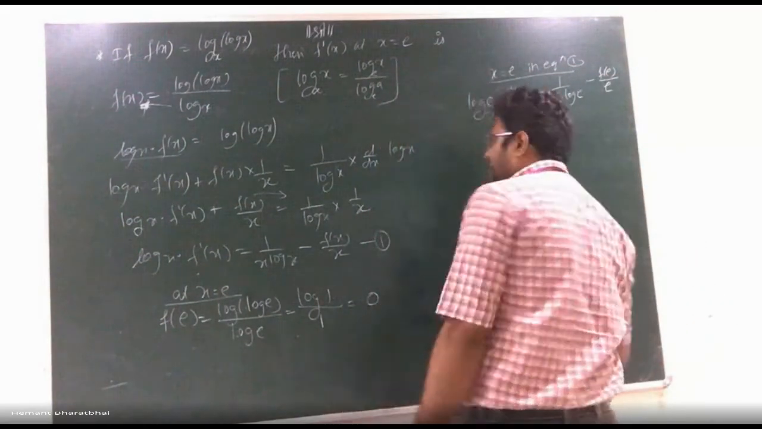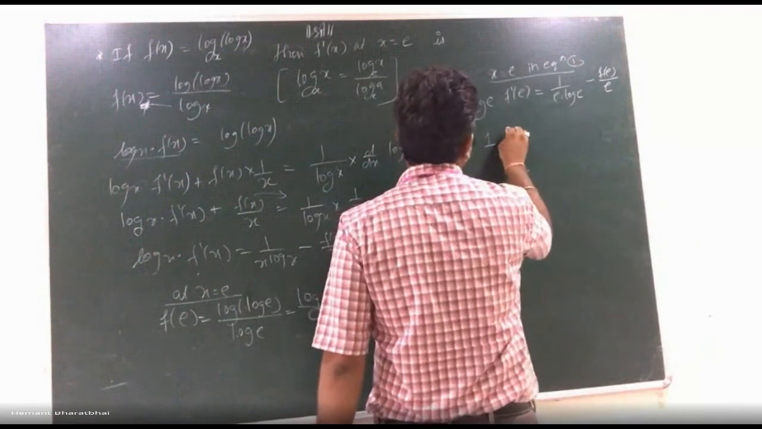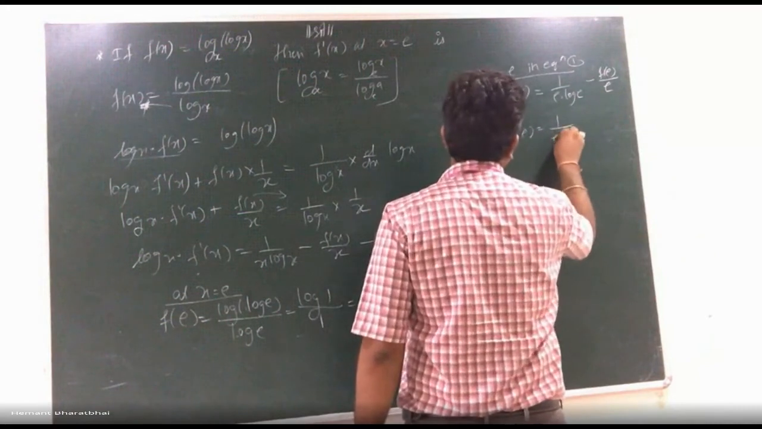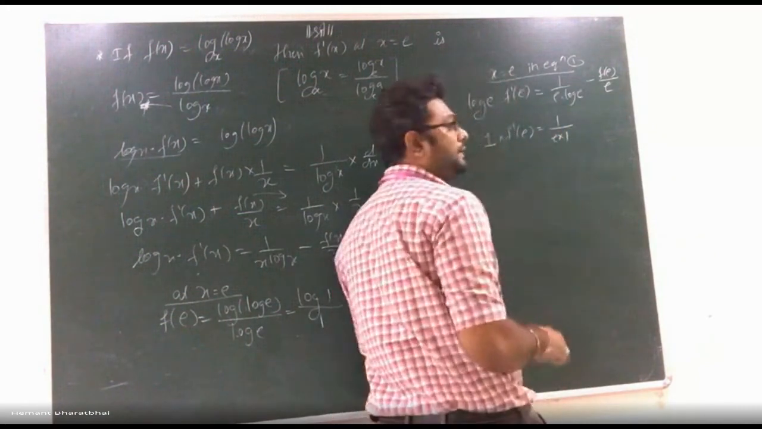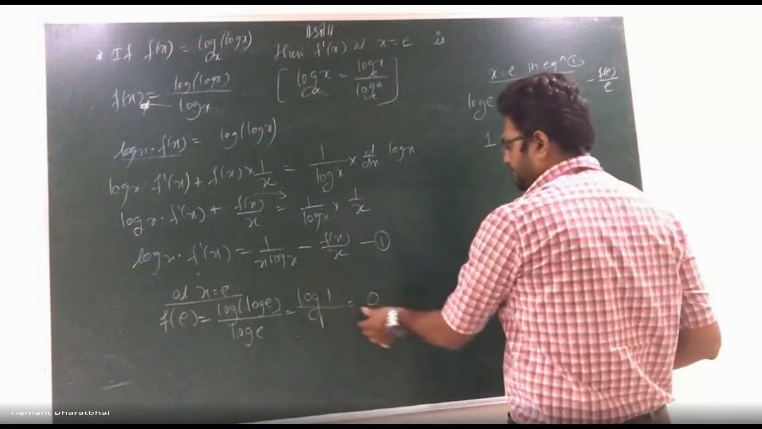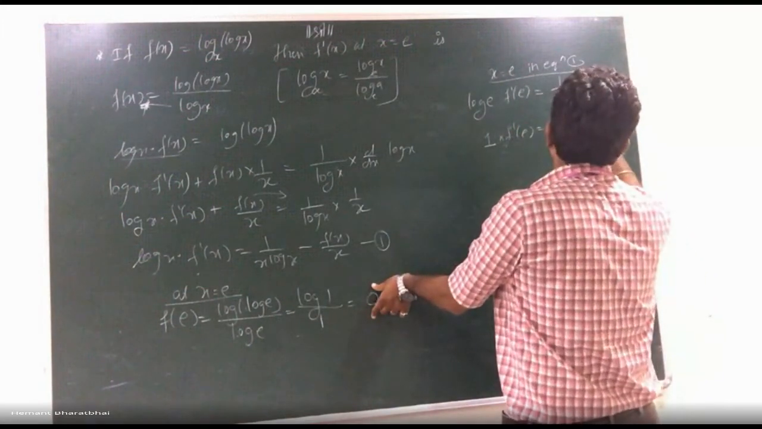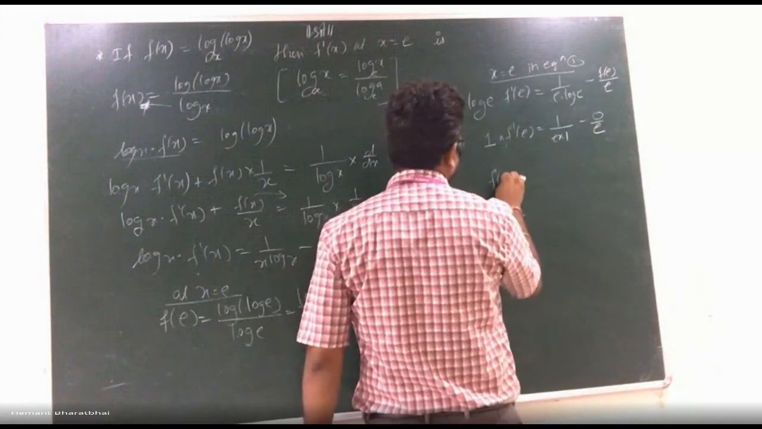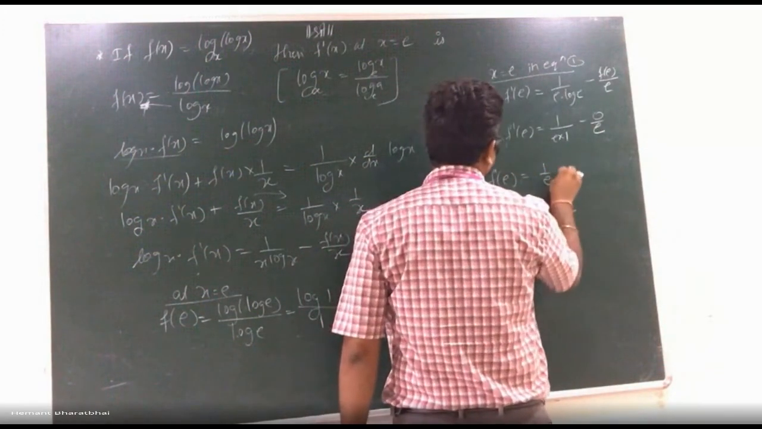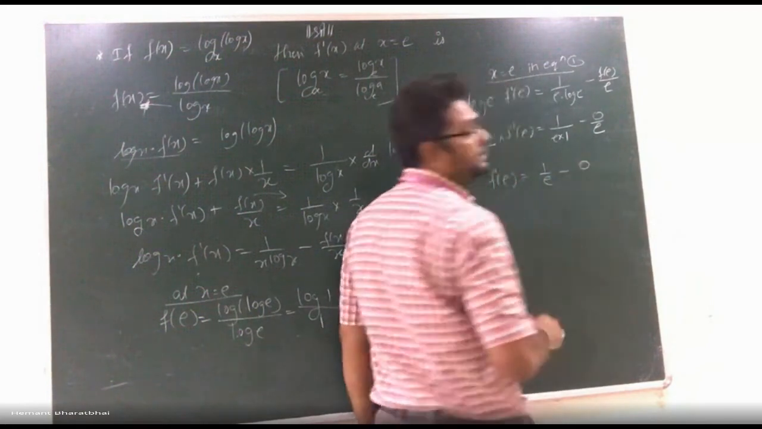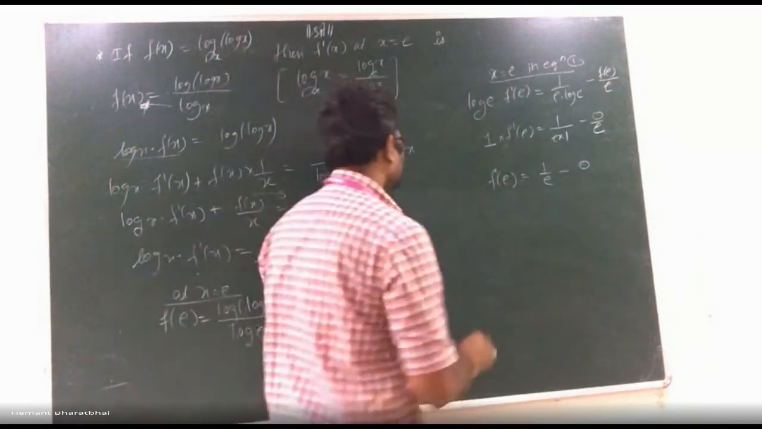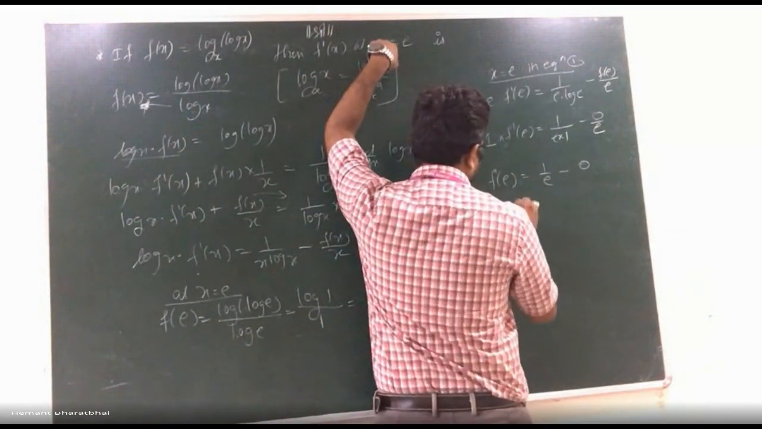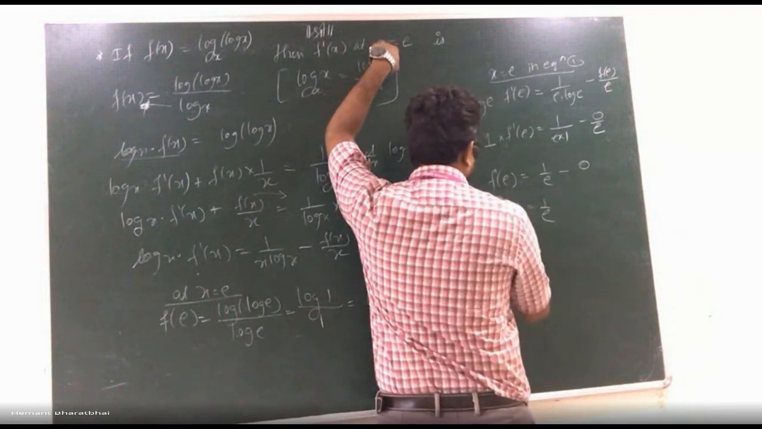Log and antilog cancel each other, hence log e is 1. So 1 into f'(e) is equal to 1 upon e into log e, which is 1, minus f(e), which we have got as 0. So this will become 0 upon e. So f'(e) is equal to 1 upon e, and 0 upon anything is 0. Therefore f'(x) at x is equal to e, that is f'(e), is nothing but 1 upon e. So this is our answer.